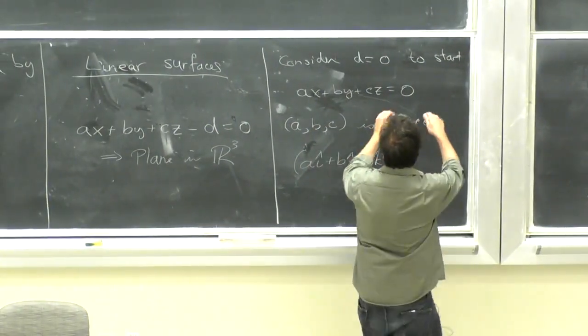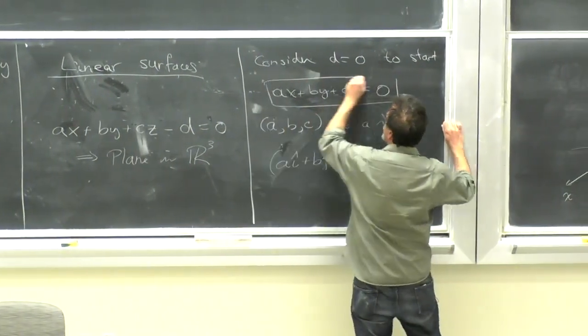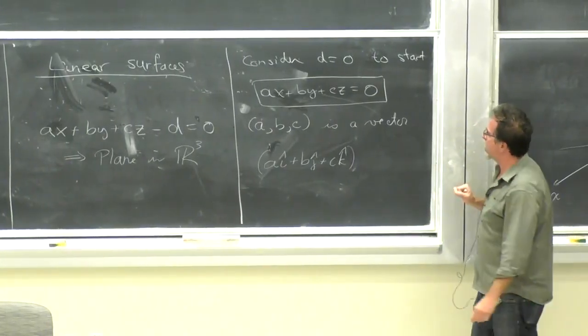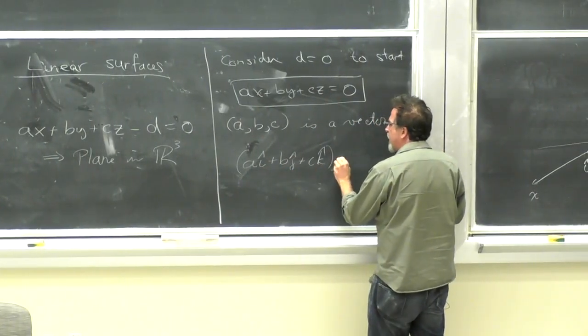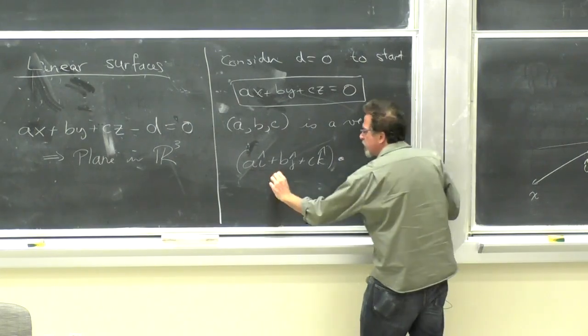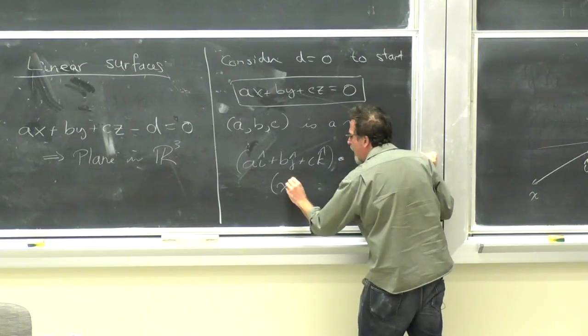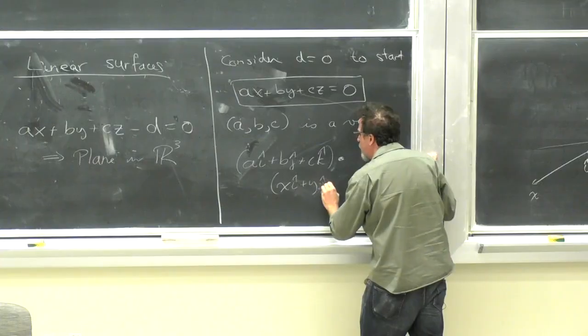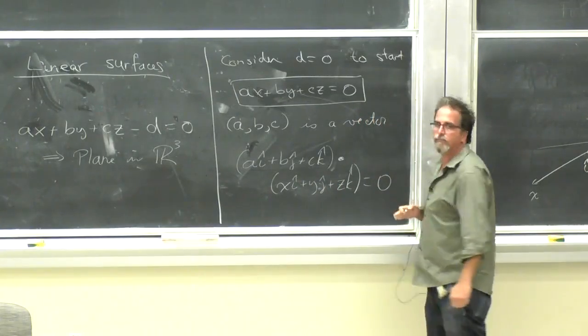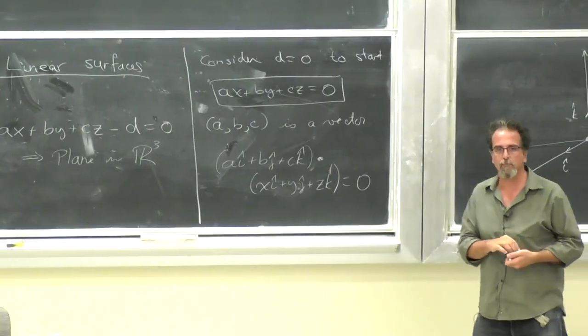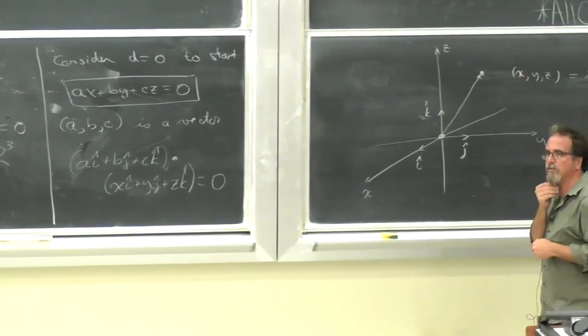Then this equation right here, the equation for the plane, is an interesting equation. It says a i hat plus b j hat plus c k hat, dot product with x i hat plus y j hat plus z k hat, is equal to 0.